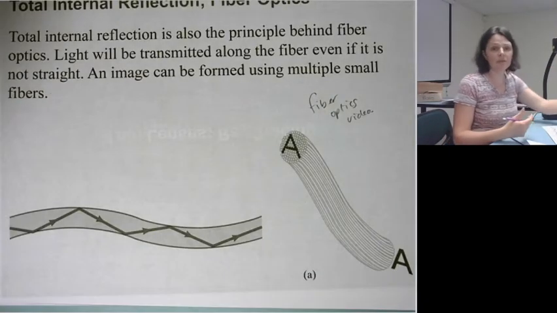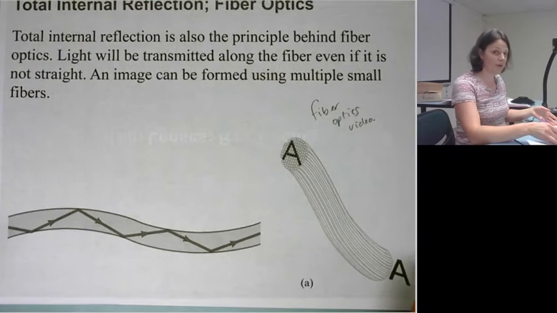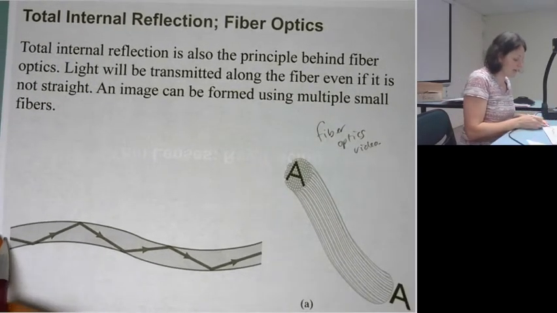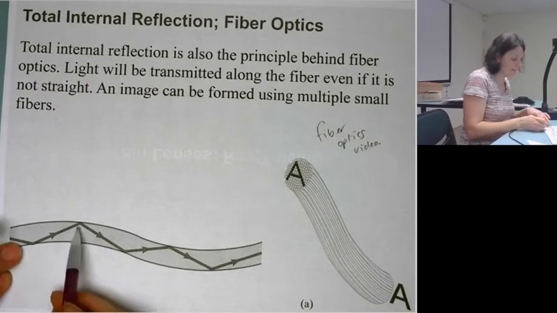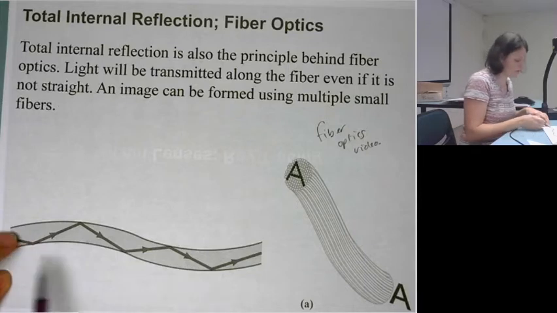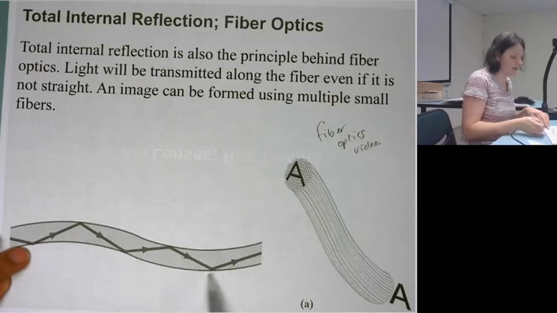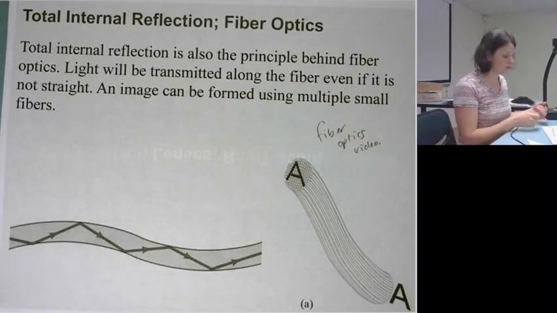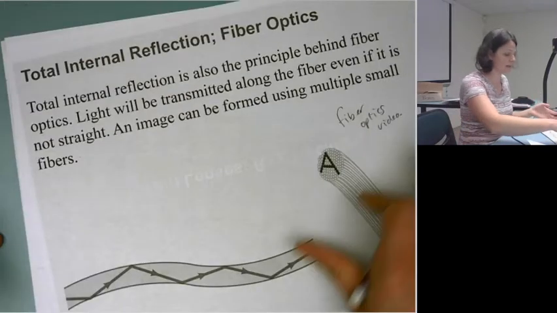So this is the principle behind fiber optics. This is how fiber optic cables work. I have a ray of light, and it is always hitting at the critical angle. So this ray of light will bounce off of each side and stay in here. So we can transmit with almost no data loss over really long distances through a fiber optic cable.